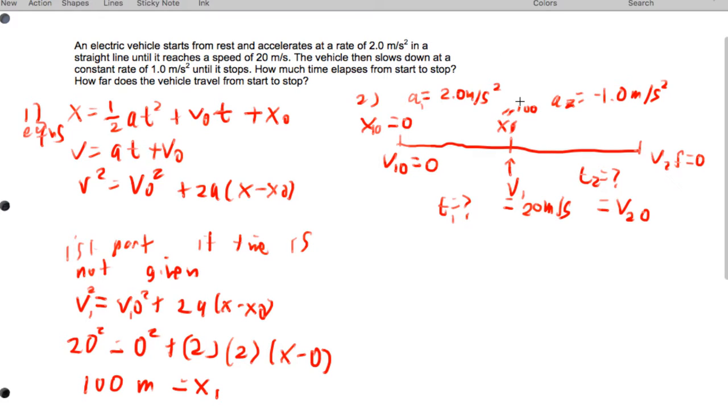Awesome. Now let's go ahead, since we're here, and get the time for part 1. This is just for the first part of the trip. So I have v equals at plus v naught. Why am I choosing that equation? Because it's easy, and I'm lazy. So I have 20 equals 2 times the time plus my initial speed of 0. So my time to get there is 10 seconds.